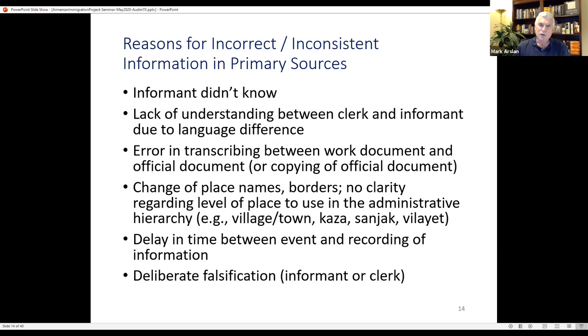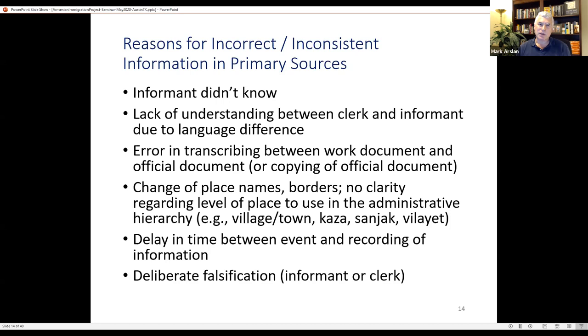Okay, so why is this? I listed a number of different reasons why the information is either incorrect or inconsistent. I think probably the most likely reason is the informant, whoever was providing the information, may not really have known that information. A lot of these people were young children when the genocide happened and ended up in refugee camps, and were rescued and came over. They may not have known exactly when they were born.